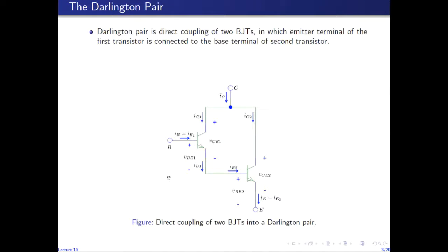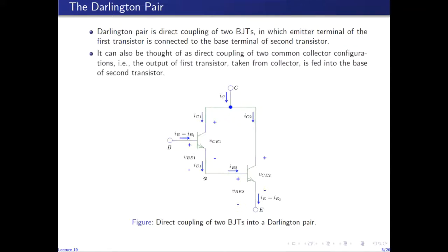So the Darlington pair, as shown in this diagram, is actually direct coupling of two bipolar junction transistors, in which the emitter terminal of the first transistor is directly connected to the base terminal of the second transistor. So actually, it can be thought of as a multi-stage amplifier, but instead of full amplifier circuits, we cascade the transistors. It can also be thought of as a direct coupling of two common collector configurations.